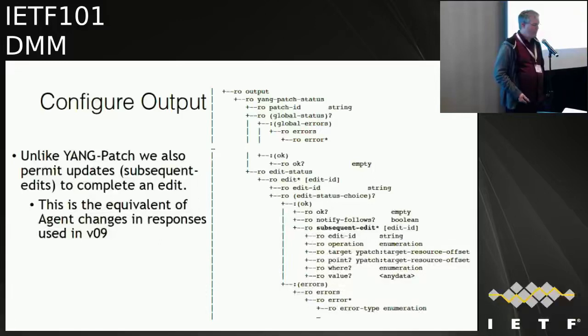In the response, your typical Yang patch will just respond back with an okay or an error. What we had to do was have the concept of subsequent editing, which is the idea that if you send an edit down, the agent may have to make subsequent edits on its own in order to make something work. The easiest example is if the agent is allocating the tunnel endpoint IDs, then clearly the agent's going to need to make an edit. We used to send that back as one large document.